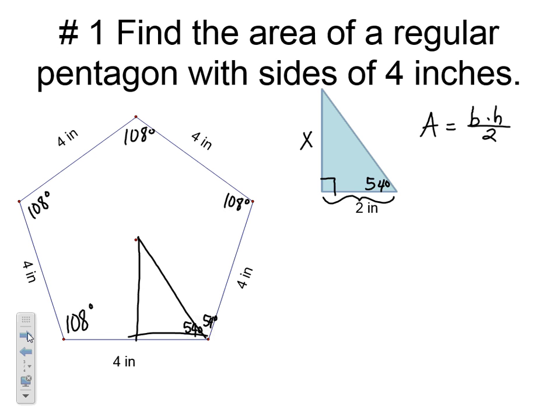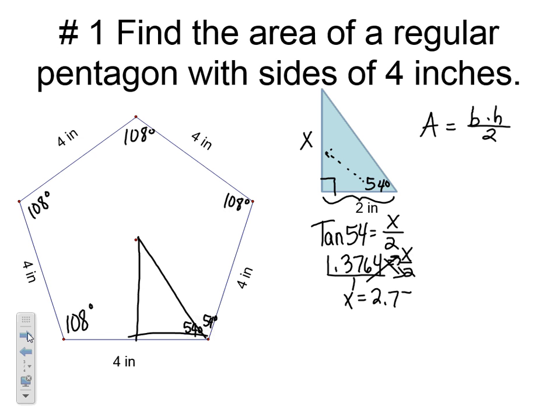So what would we set up? Well, if I'm at the 54 and I'm looking opposite and I have adjacent here, then I would use tangent. I do tangent of 54 equals opposite over adjacent. So I would go ahead and type into my calculator what the tangent of 54 is. Tangent of 54, that's 1.3764 equals x over 2. Place the 2 over 1 and cross multiply. X equals 2.75. So this triangle has a height of 2.75.